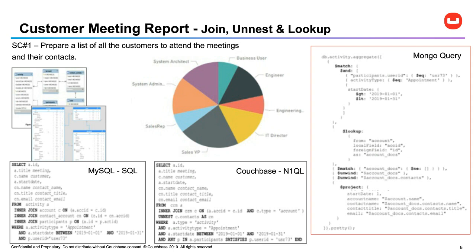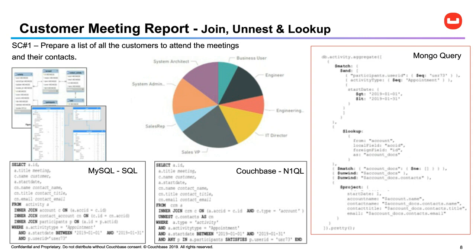You can see there that the result is shown in a graphical form just for visualization. But if you look at the MySQL, for those of you who are familiar with relational databases, it's fairly straightforward. There's a query that goes against the activity table, and then it joins the account, contact, and participant tables to find all the activity of type appointment between certain dates, where perhaps this user-sensitive field is involved. So that's a typical standard relational query.